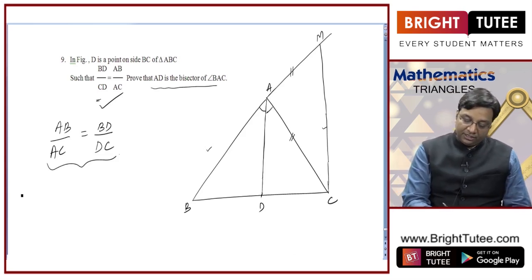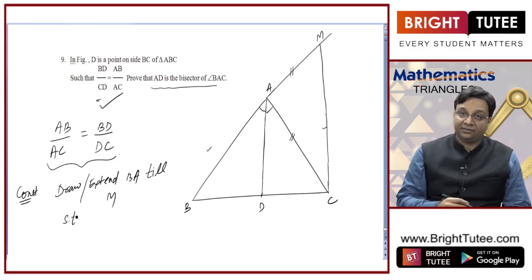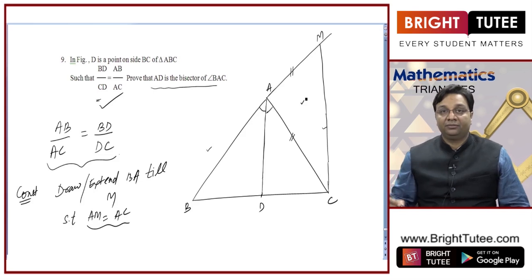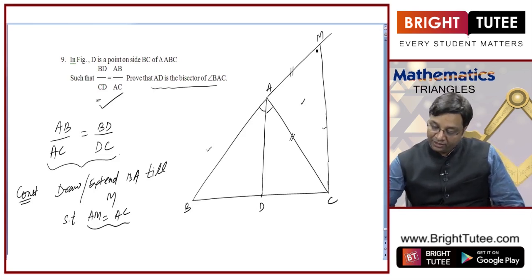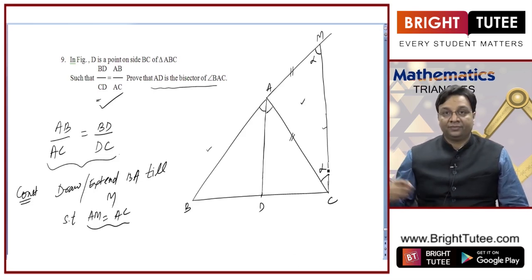Okay, so the construction that I am doing here is draw, or we can say extend BA till M in such a way that AM is equal to AC. When I do that, this triangle here becomes an isosceles triangle. So this angle alpha is equal to this angle, angles opposite equal sides.